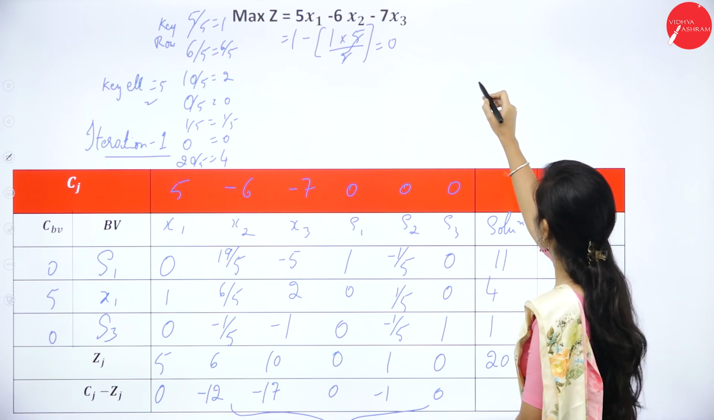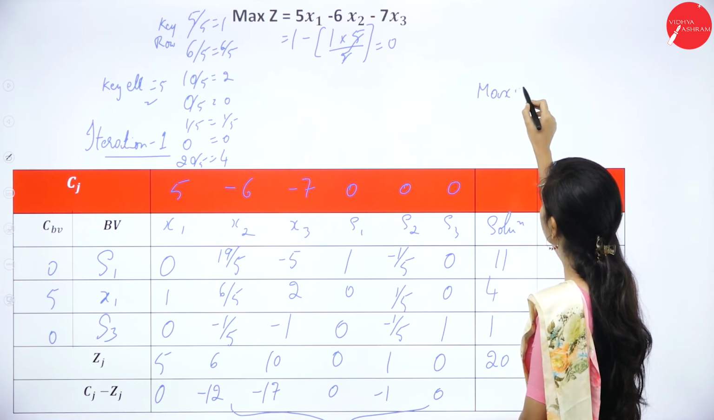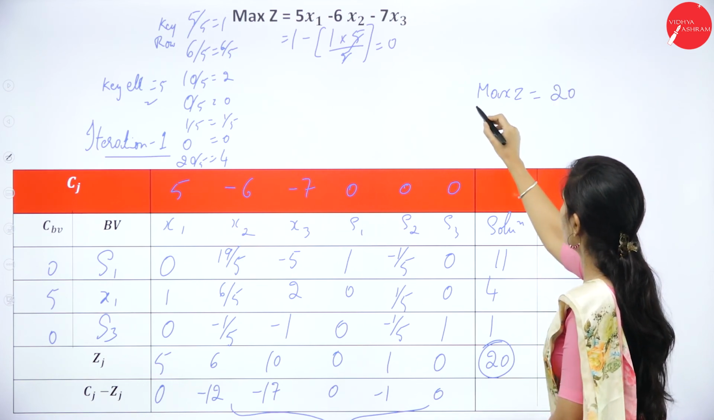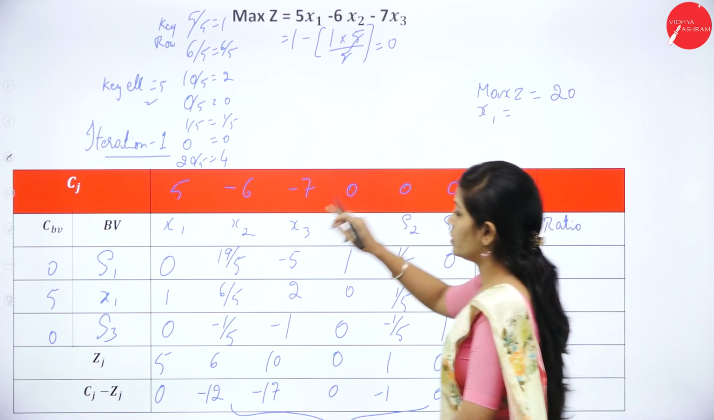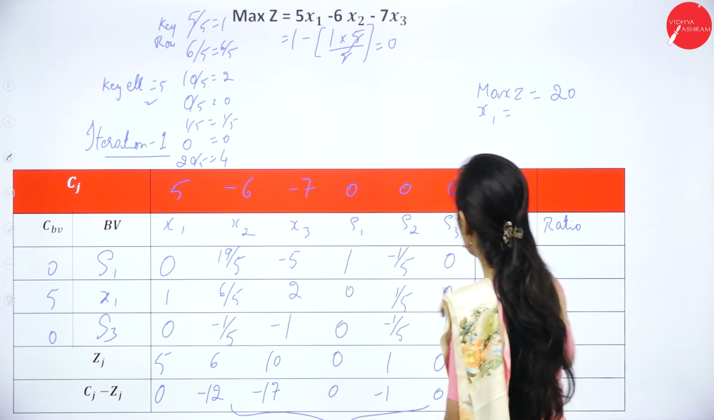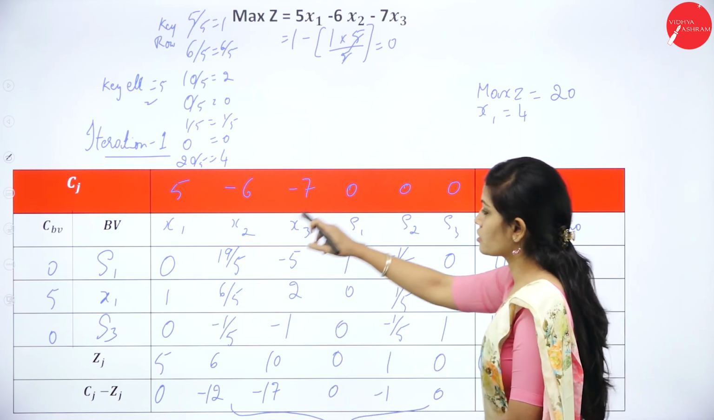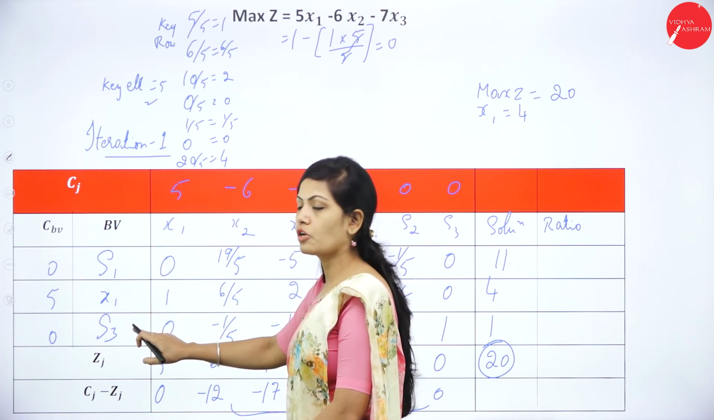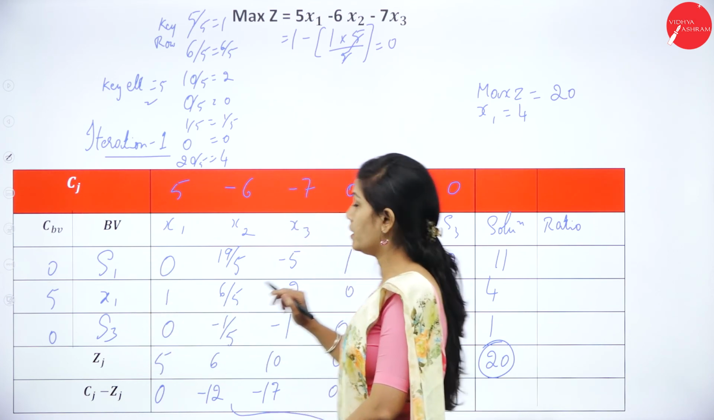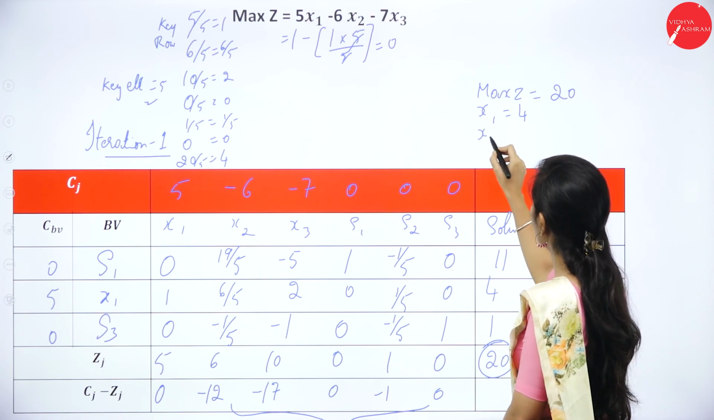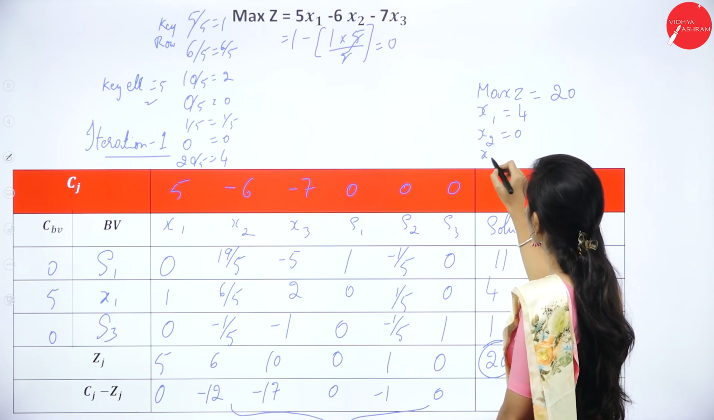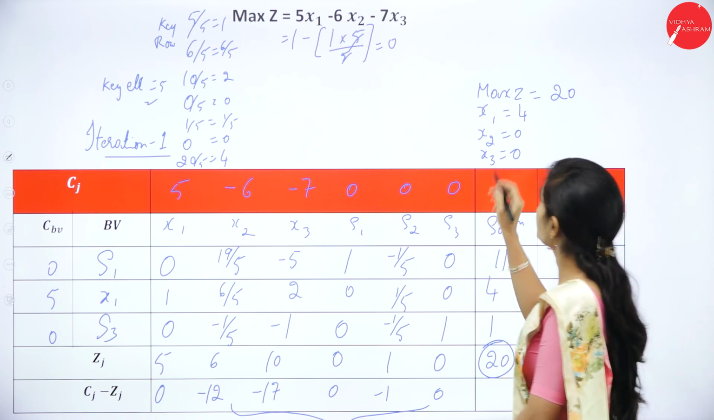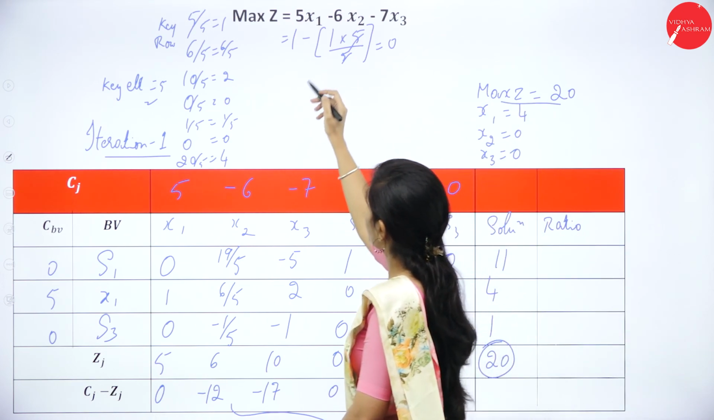So now Max Z is equal to, what is the maximum value here? It is 20. So x1 is 4. x2 is not there. Here I have s1, and x3 is also not there. I have s3. So x1 is 4, x2 is equal to 0, x3 is also 0. Now we can cross verify the answer. Max Z is equal to 20.